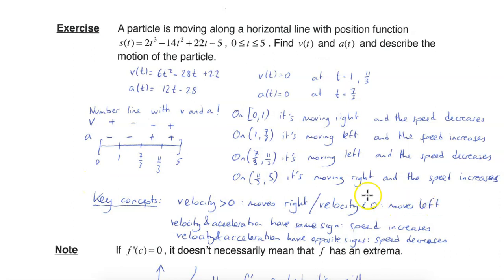So these key concepts here are important to know. Velocity positive means the particle is moving right. Velocity negative means the particle is moving left. And then what I just read earlier. This could also be up and down. If it's positive, it goes up. If it's negative, it goes down.